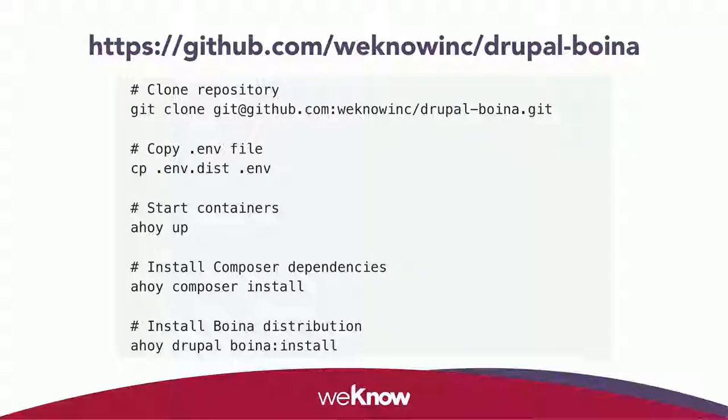There is this project called Ahoy, basically a glorified version of makefiles, that allows you to define commands in a YAML definition and then register them, and those are available for you. So we have Ahoy app, which is basically the Docker Compose app. In order to save you some time, we drop an Ahoy file there to make your life easy. Then Ahoy composer install gets all these Drupal dependencies, and finally Ahoy Drupal boina install, which is a custom Drupal Console command.